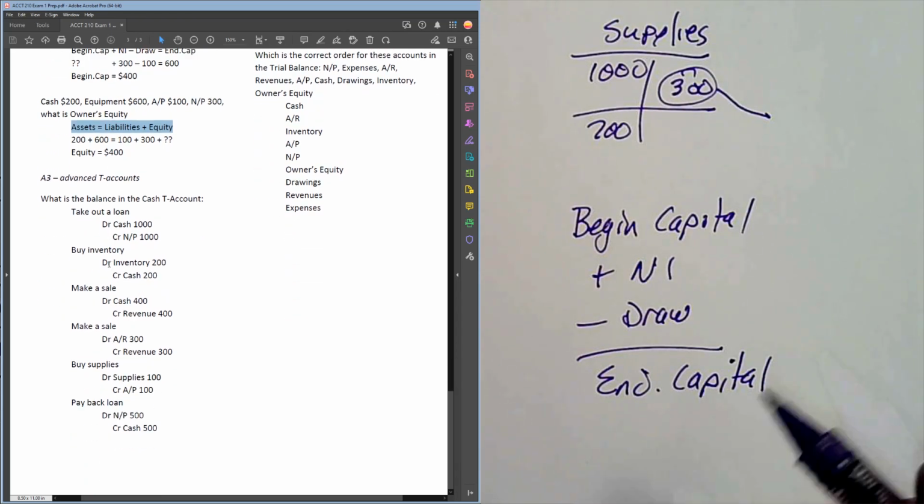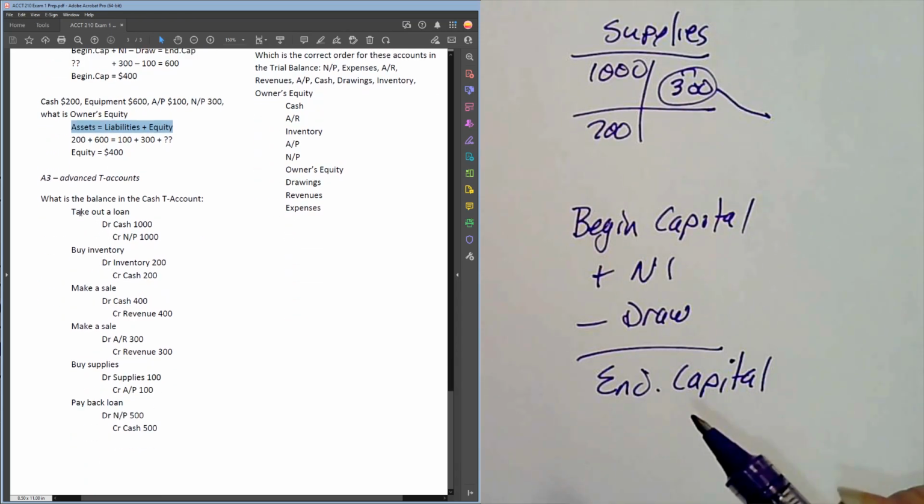Here's an advanced T account. The previous T account just had 2 entries. Here we've got 6 entries, and you just have to make sure that you understand. Just look at the debits and credits and cash, right? Part of the thing that makes this advanced is this one says make a sale, but it's a cash sale. This one's make a sale, but it's a sale on account. So don't add both of the sales, right? Only add the cash sale to the cash account.